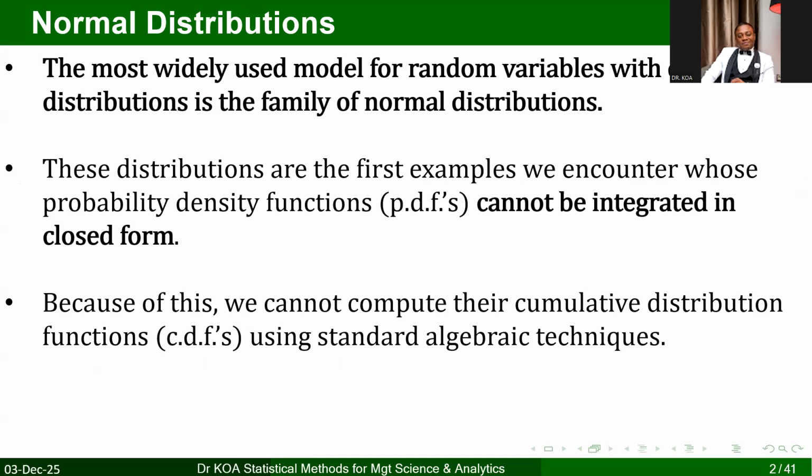And like I indicated, it is the most widely used model for random variables that have continuous distribution. Can you tell me which other random variables with continuous distribution, apart from this? Who can give me another?